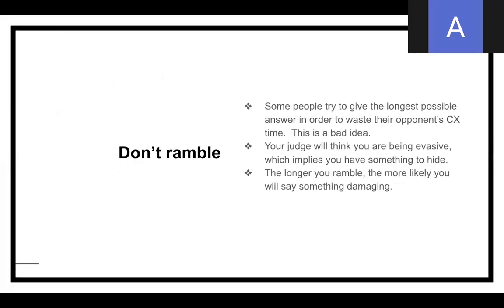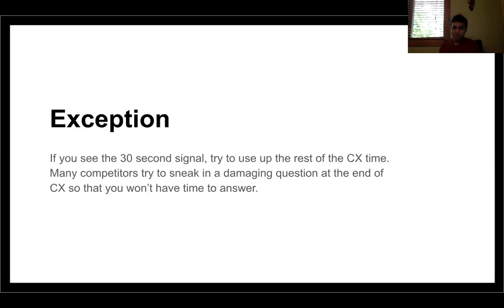Don't ramble. Some people will try to give the longest possible answer in order to waste their opponent's cross-ex time. This is a bad idea because your judge will probably think you're being evasive, and that implies you have something to hide. So the longer you ramble, the more likely you'll say something damaging. Case in point, Donald Trump, right? So you want to make sure that you don't ramble. Don't pull a Donald Trump. Don't pull a Joe Biden. Keep your answer nice, short, and concise. You're not a politician, right? So you don't want to pull the long-winded answers.